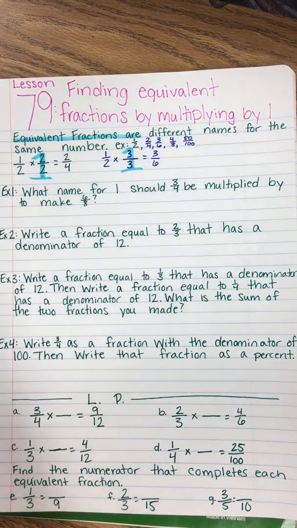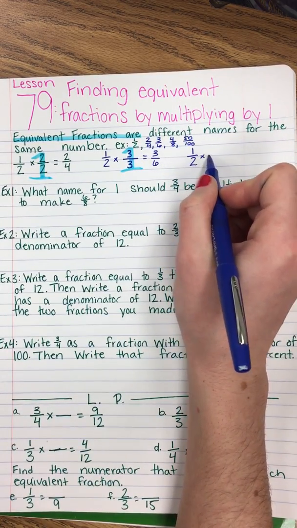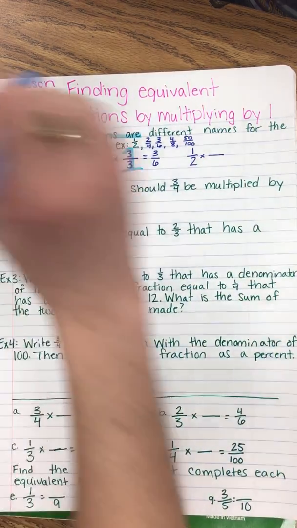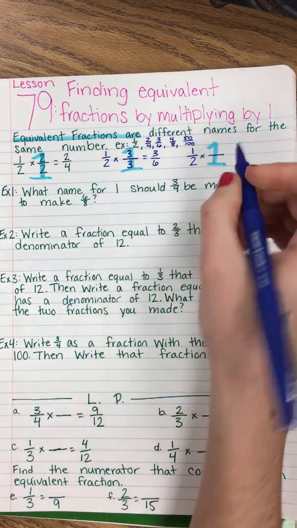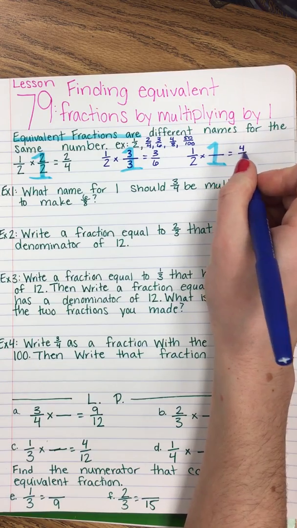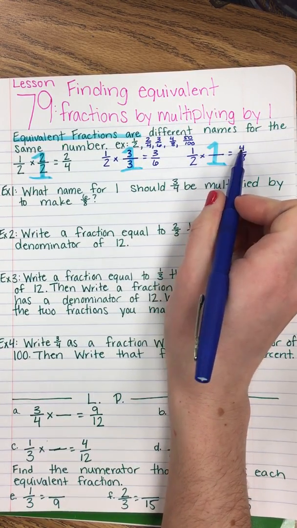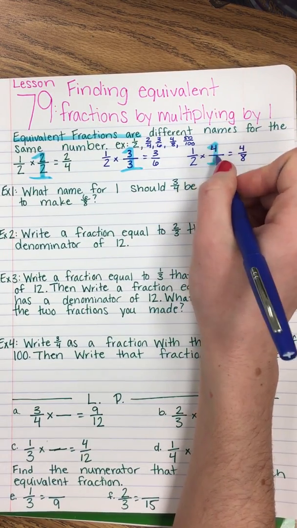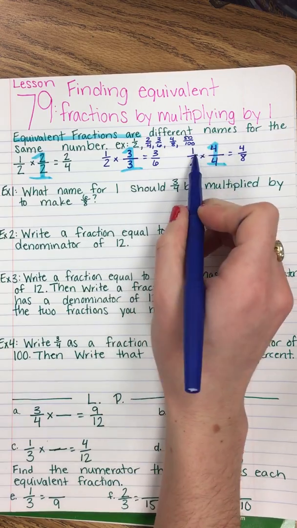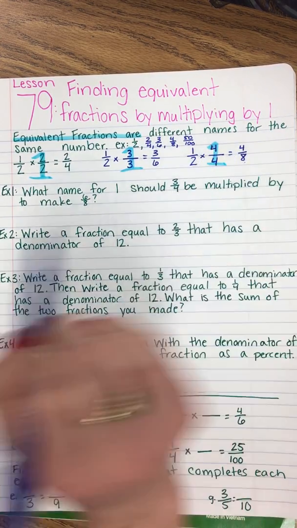And one more example, 1/2 times what, equivalent to 1, will give you 4/8. It's easiest to look at this. If there's a 1 on the top, look at the 1, because you know 1 times anything is going to be the other number. So 4/4. 1 times 4 is 4. 2 times 4 is 8. And that is equal to 1/2.